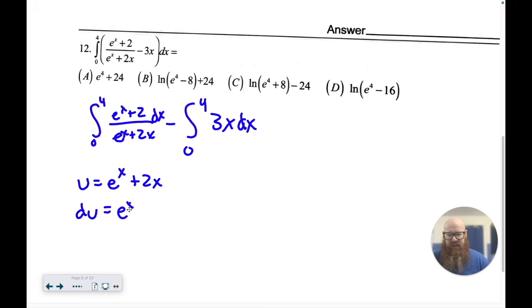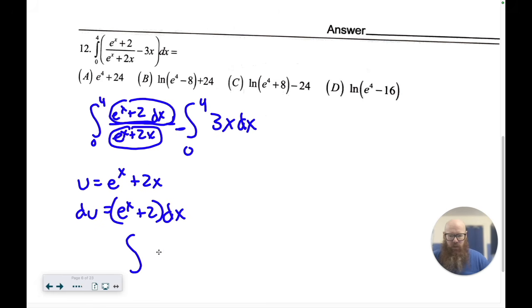du is e to the x plus 2 dx, which works out perfectly because I have an e to the x plus 2 dx there. Let me remember that that's subtraction. And I have my u on the bottom. So I have the integral of du over u. And then I want to change the limits of integration. So when I substitute in 0 here, I get 1 plus 0, so that becomes 1. And when I sub in 4 here, I get e to the 4th plus 8.